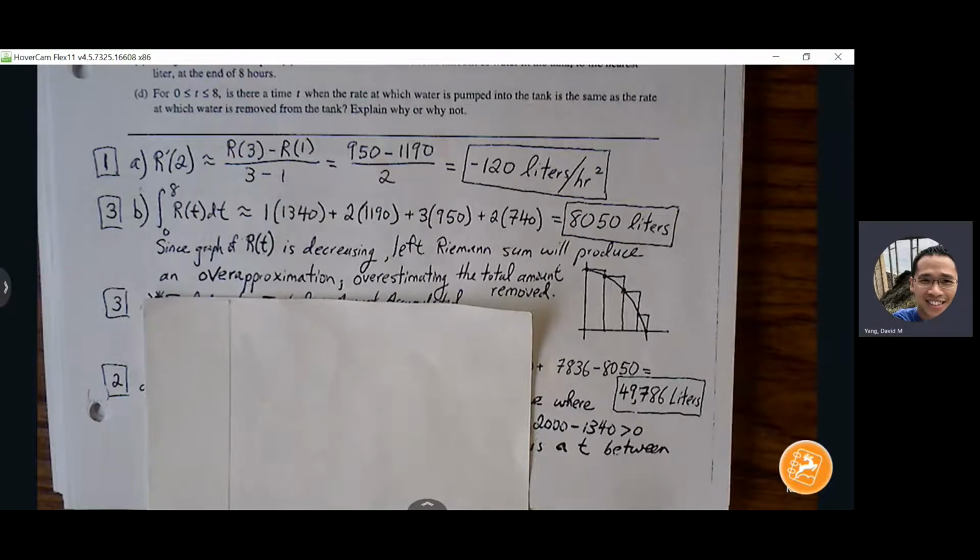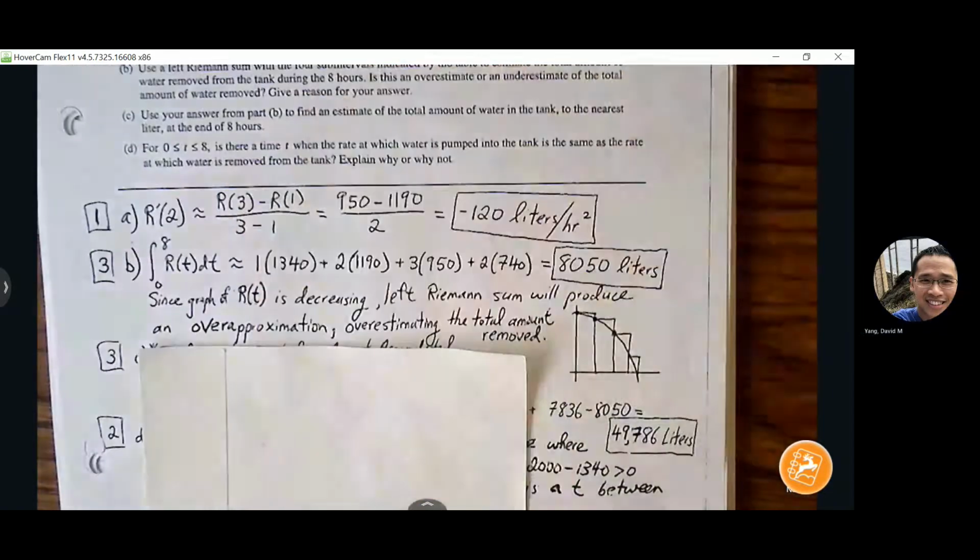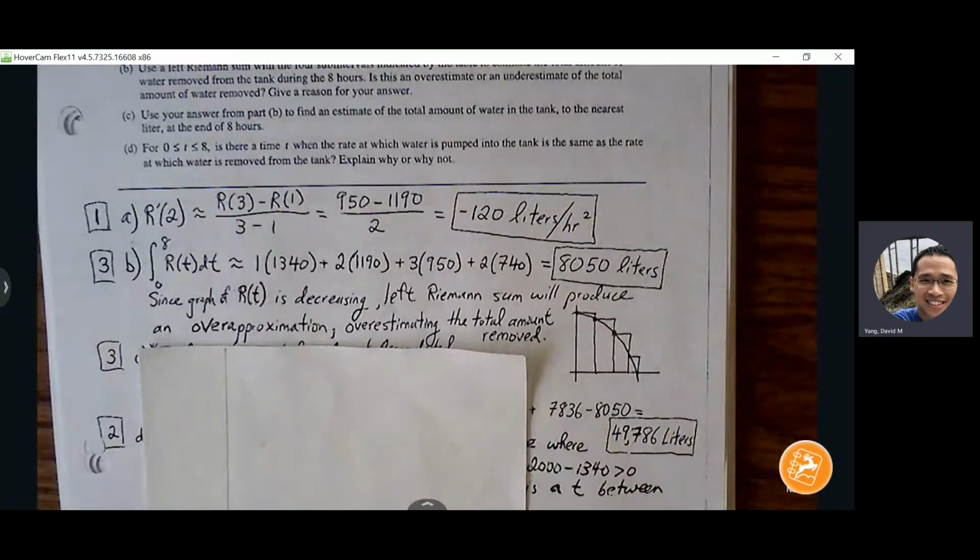Part C, use your answer from part B. You can find an estimate of the total amount of water in the tank to the nearest liter. So we've seen this problem over and over again, right? Where this is going to be a rate in, rate out antiderivative word problem, where any total amount that we're looking for is going to be a couple of moving parts, right? The initial amount plus the amount added minus the amount removed.